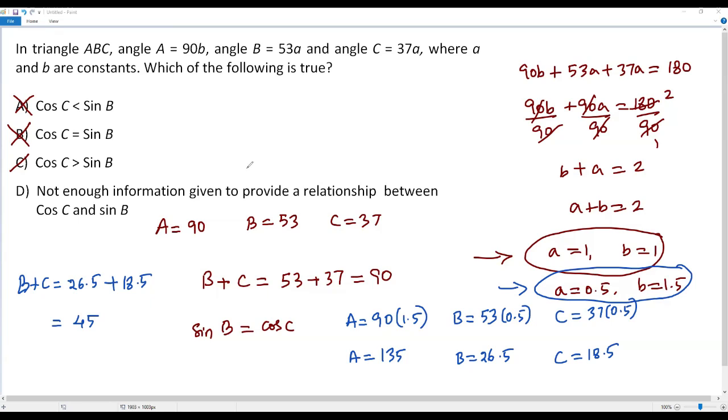Now we are left with only one answer choice, that is D. Now let's go over the information. We have in answer choice D: not enough information given to provide a relationship between cosine C and sine B. So this is true because with the given information, we are not able to decide whether cosine C is less than sine B, or cosine C is greater than sine B, or cosine C and sine B are equal. So we don't have enough information to decide the relationship between cosine C and sine B. So this is true. So the correct answer choice for this question is D.